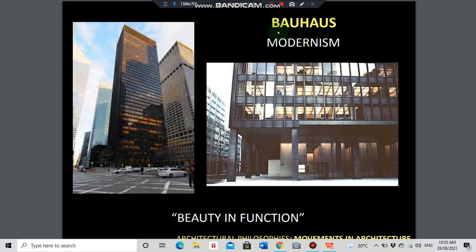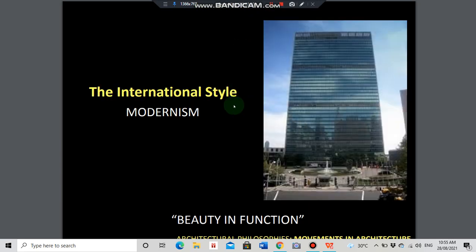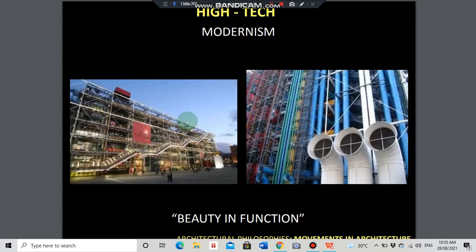The Bauhaus, example of modernism, beauty and function. Then beauty and function. This one is the international style, modernism. High-tech, modernism.